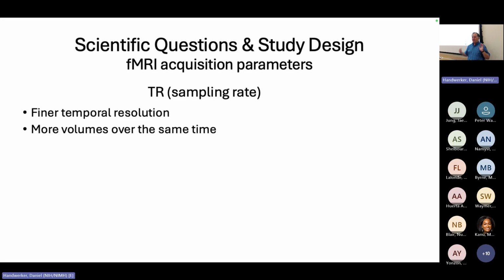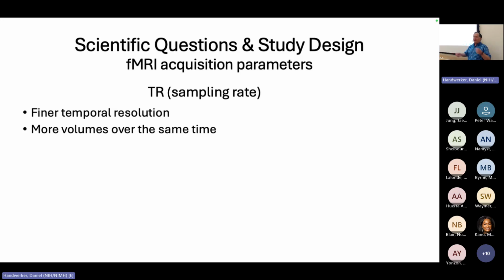Like I said, I'm not going to focus on all of those, but I'm going to focus on a couple. The first thing I'm going to focus on is this repetition time, TR, or cycling rate. Why do we want to play with this parameter? Obviously, the shorter your TR, the faster your sample rate, and the finer the temporal resolution you get.